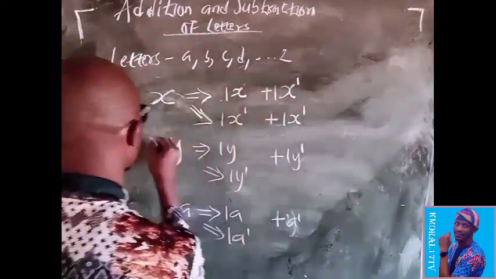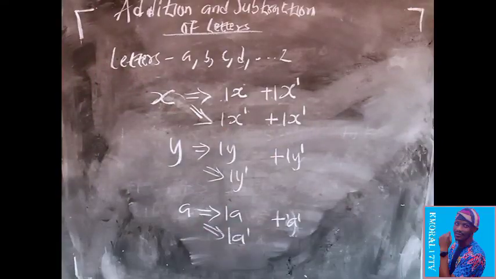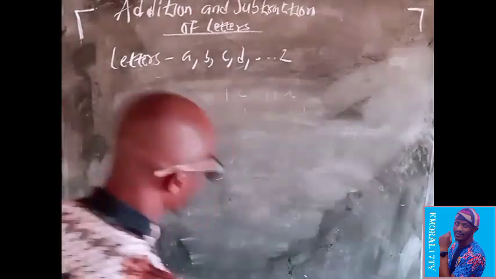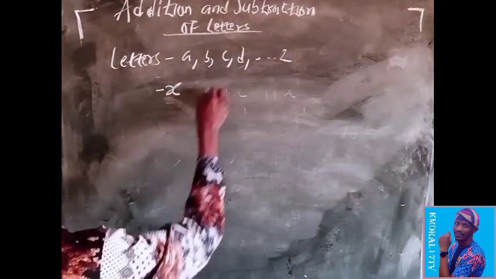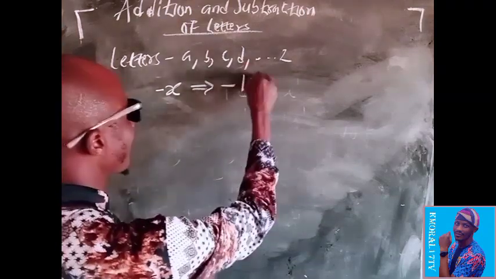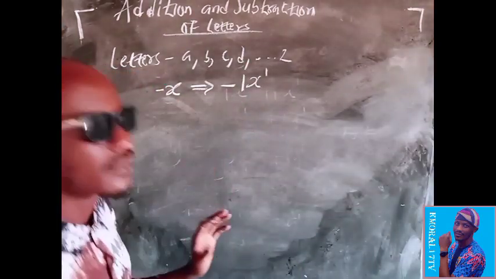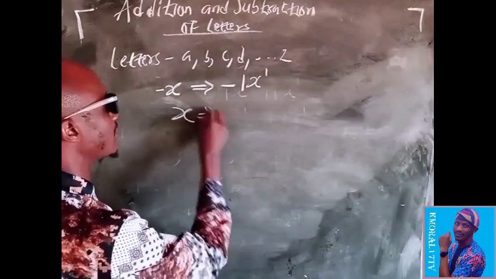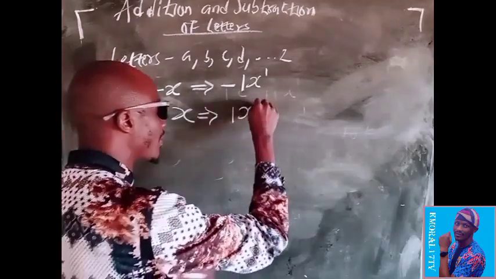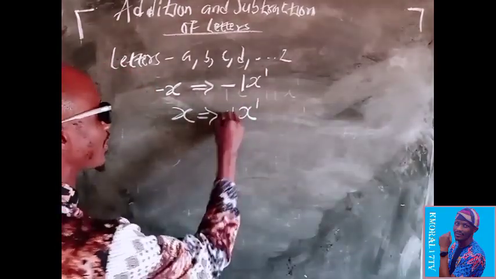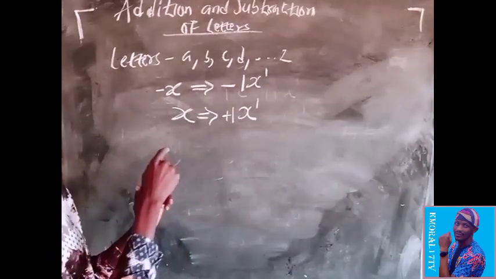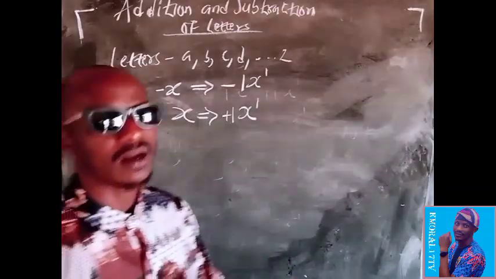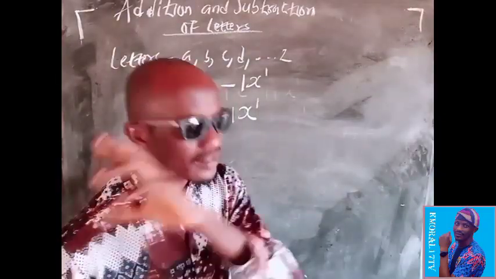If it is minus x, it's still the same thing as minus 1x raised to the power 1. Take note of this one. This is always standing like this. But if it is not stated whether you have x of this nature, you have 1x raised to the power 1. It's not stated, so this one is just plus 1, because once you see a number standing alone this way, it is just plus 1x raised to the power 1. Do you get that? Okay.